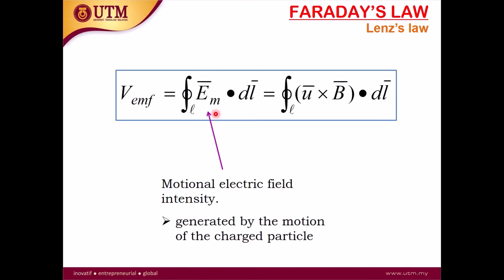So basically what is Em here? Em here is defined as the motional electric field intensity, generated by the motion of the charged particle. That's why we label it as Em here.